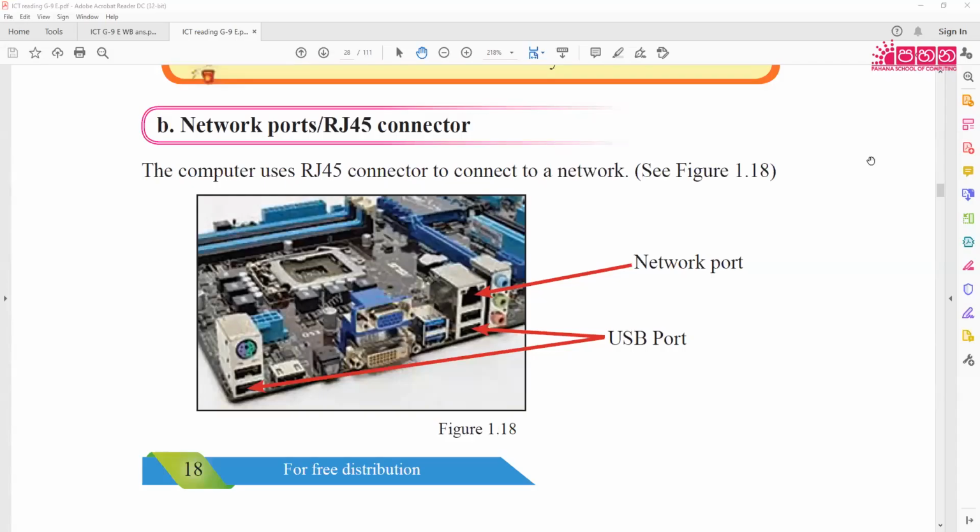So last time we were discussing the USB port, and we have seen that we can connect multiple devices, or many devices, with the USB port. Then another port that we would like to discuss, we call network port. Usually when you have more than one computer.